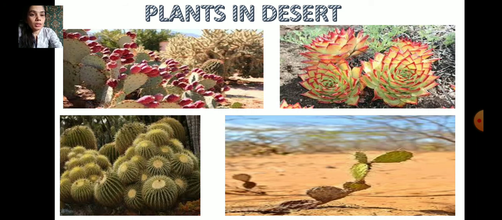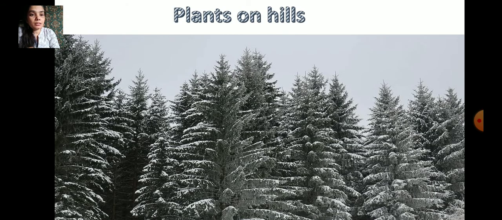And we also learned about the plants in the hills. In the hilly region, the place is very cold. So the plants that grow there have to adapt to the cold and snow. These plants that grow on the hills are usually very tall and straight. They don't have many branches. They grow very tall and straight.